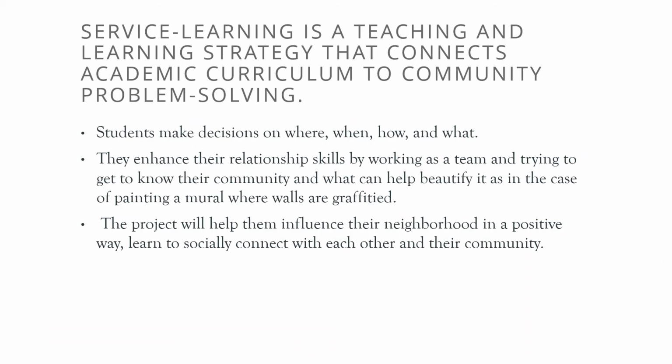Using service learning as a project to help with social emotional learning is very useful because you'd be able to address all 5 competencies. Because in a project, students make decisions on where, when, how, and what. They enhance their relationship skills by working as a team and trying to get to know the community and what can help beautify it, as in the case of painting a mural where walls are graffitied, like the video example you just saw. And the project will also help them influence the neighborhood in a positive way, learning to socially connect with each other and the community.